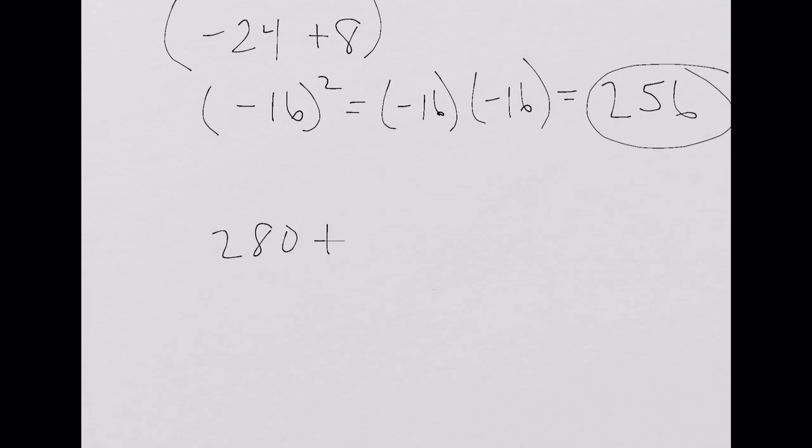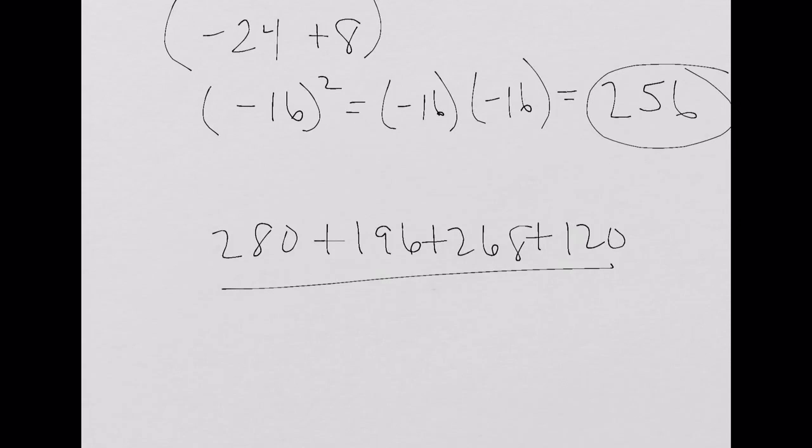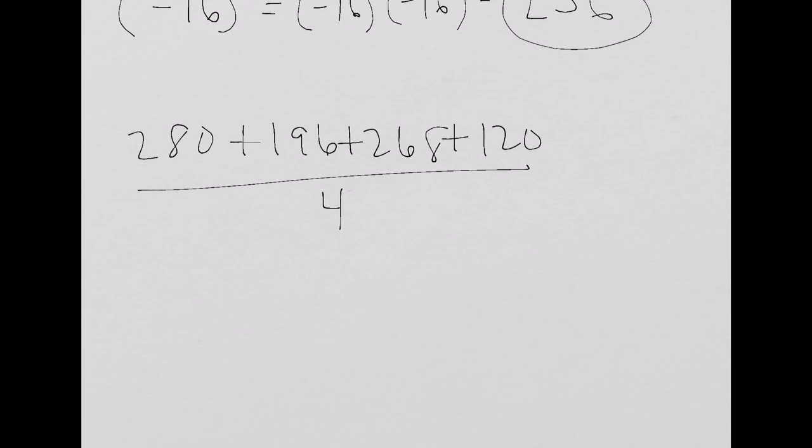So 280 plus 196 plus 268 plus 120. And when we do an average or a mean, this is a mean to be specific, we just add all the numbers up, and we had 4 numbers, so we would divide by the 4. So if we add up all these numbers, I'm going to use my calculator on this one. 280 plus 196 plus 268 plus 120, we get 864 up top, and then divided by 4.